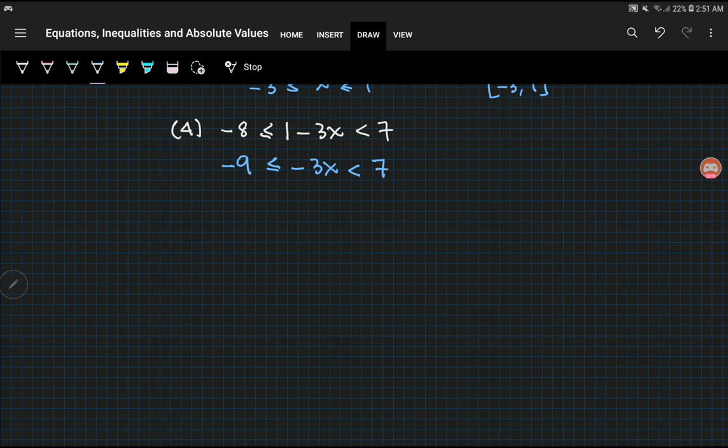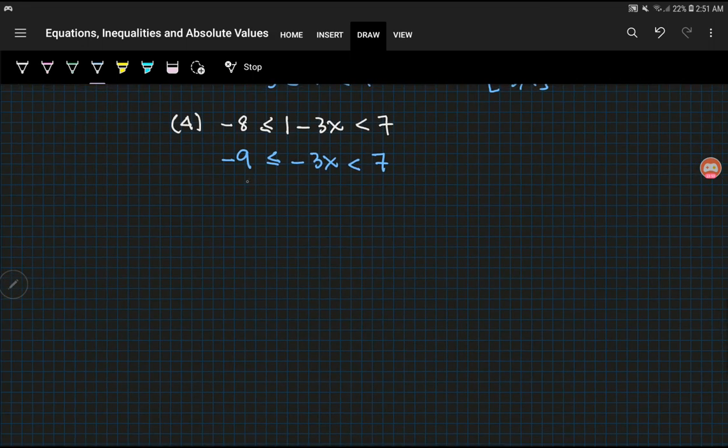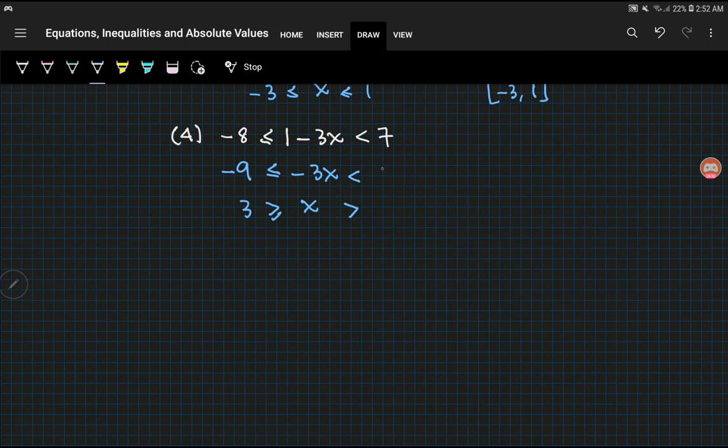Okay, so now we can divide all terms by negative 3. However, since we divide by a negative number, negative 3, we should also inverse the sign. So here it becomes greater than or equal to, here, greater than. 6 divided by 3 is 2, so negative 2, because we divide by negative 3. Okay, sorry. So we rearrange again.